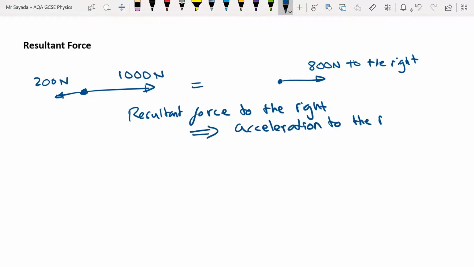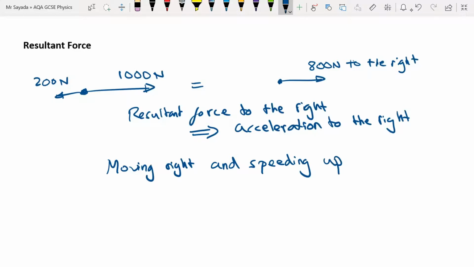Now, please never say the acceleration is 800 newtons to the right. The acceleration is not 800 newtons to the right. The resultant force is 800 newtons to the right. The acceleration is going to be a different number, but the acceleration is to the right. But be careful. That does not necessarily mean it's speeding up to the right. There are two choices. It could be moving right and speeding up. So if something's moving to the right and there is a resultant force to the right, then it will be speeding up. But it could also be moving left.